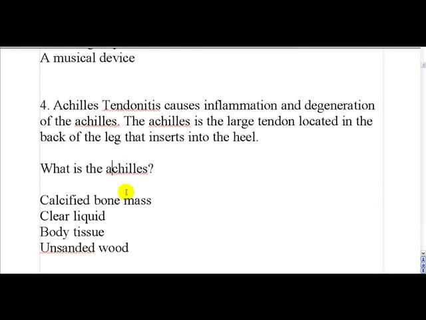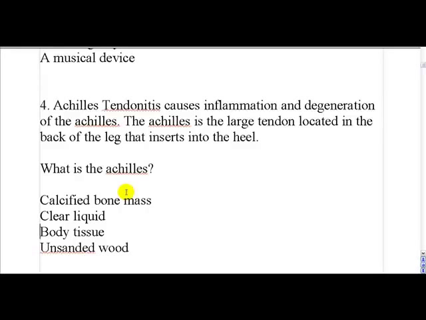It's kind of tricky because the bone is also part of the leg, and you might be thinking bone, but because it says tendon, in the back of the leg that inserts into the heel and it gets inflamed. A bone cannot get inflamed. Inflamed means to swell, to become bigger. So bone mass, nope. Clear liquid, nope. Unsanded wood, nope. Body tissue, it's not exactly the best answer, but it's the best answer from your four choices.